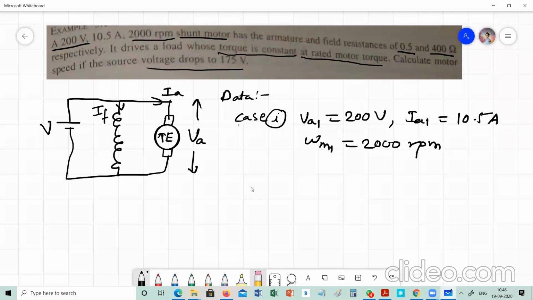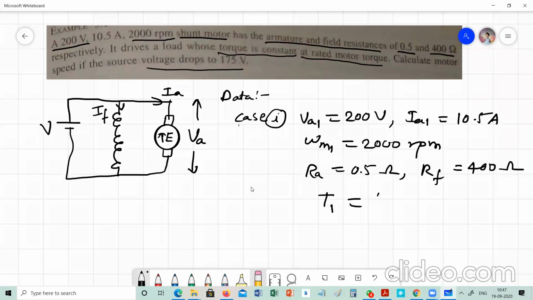What more data have they given? The armature and field resistances. Ra is going to be constant for both cases. Ra is equal to 0.5 ohm and Rf is equal to 400 ohm. And what more is given? It drives a load whose torque is constant at the rated motor torque. It means in both cases the torque is constant, so we can write that T1 is equal to T2.